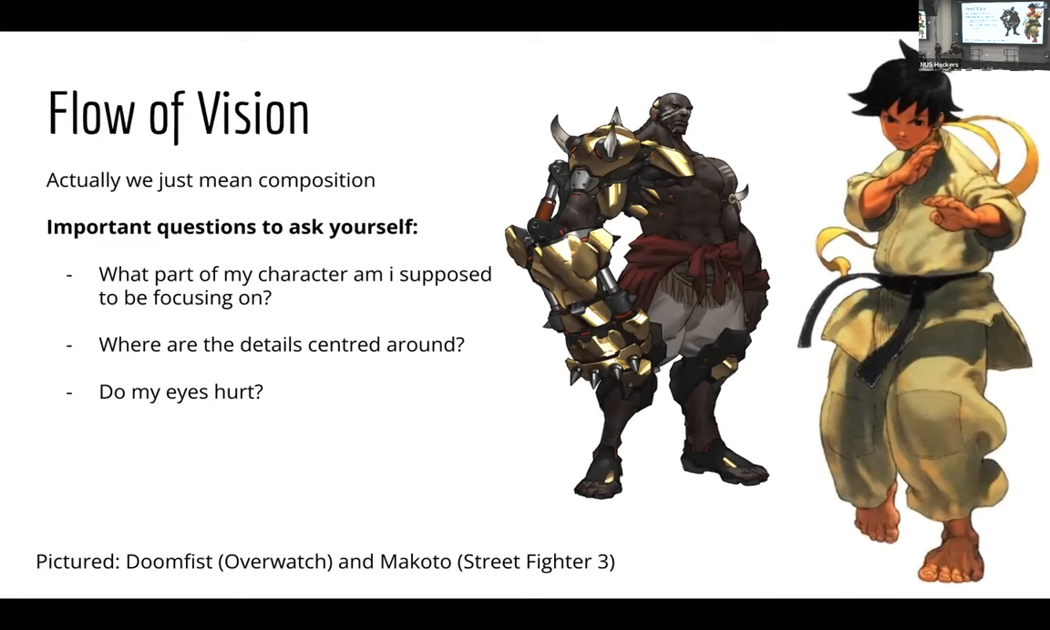Second thing. Where are the details centered around? When you're making a character design, you don't want it to be uniform throughout. You don't want it to be homogenous. You want them to look at your character and say, I like that part of the character. Because when they say that, it means they were paying attention and took something home from your design. So for Doomfist, you say, he's got a big arm. I love his big arm. And it's also full of gold and details.